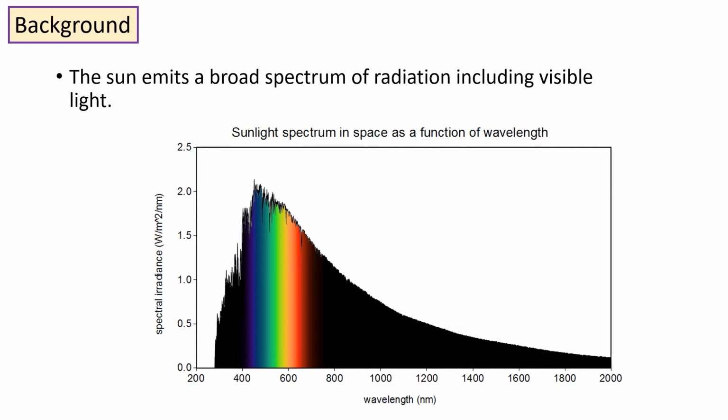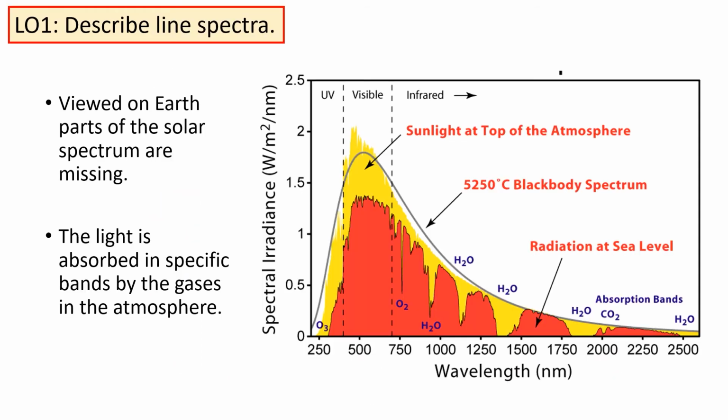The spectrum for sunlight is shown. A spectrum is any graph that shows the intensity of light against the wavelength. Here's another graph showing the observed spectrum of sunlight. In yellow, we have the measured spectrum of sunlight at the top of the atmosphere. However, in red what we have is the measured spectrum of the sunlight when we observe it at sea level. As you can see, there's a clear difference between these two graphs. Certain bands or wavelengths of light are missing when we measure the spectrum at sea level. The reason for this is because there are gases in the atmosphere which absorb certain wavelengths of light.